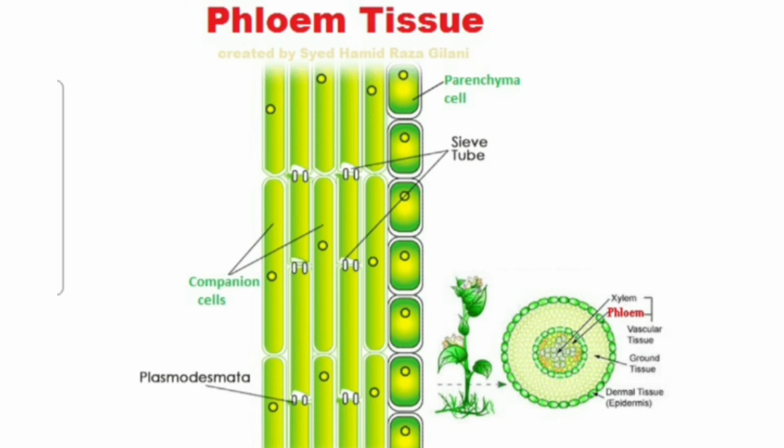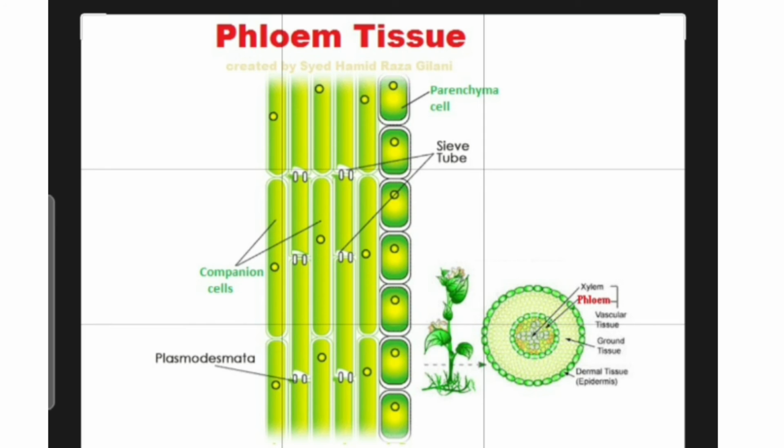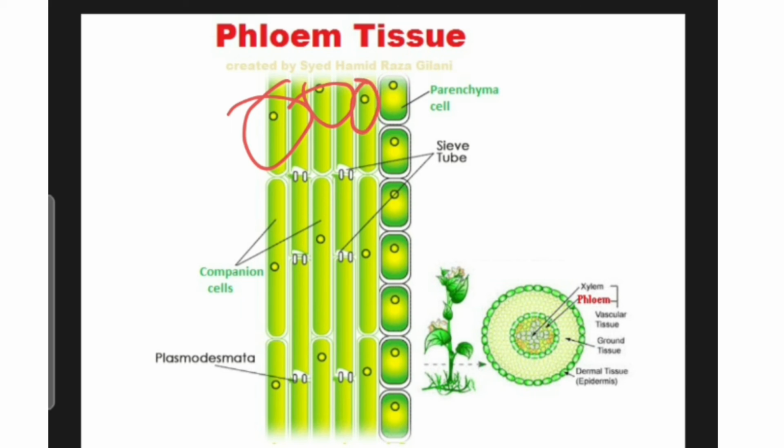The companion cells are located on the sides of the sieve tubes that you can see. They help the sieve tubes in the conduction of the food materials. They are smaller than the other cells and have prominent nuclei. You can see the prominent nuclei in the companion cells. Here are the nuclei. These are the nuclei. The phloem parenchyma cells store food mainly, and the phloem fibers provide mechanical support to the plant.